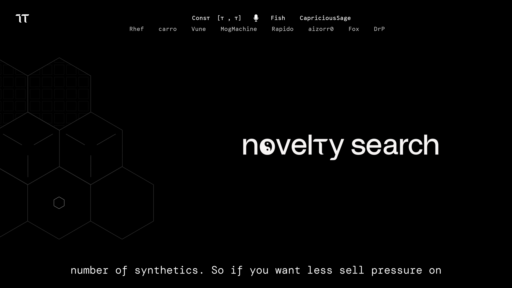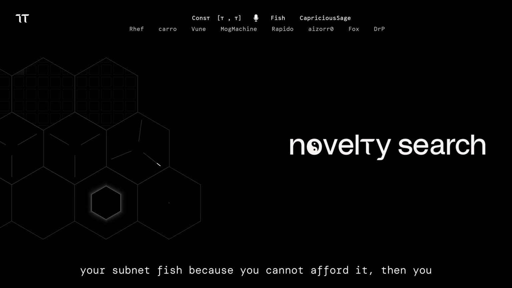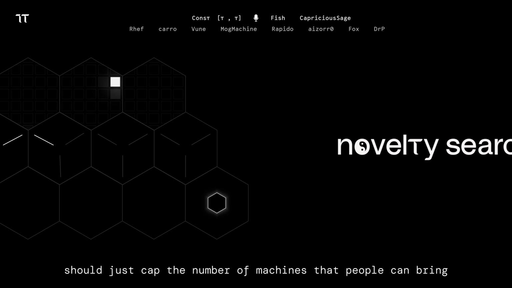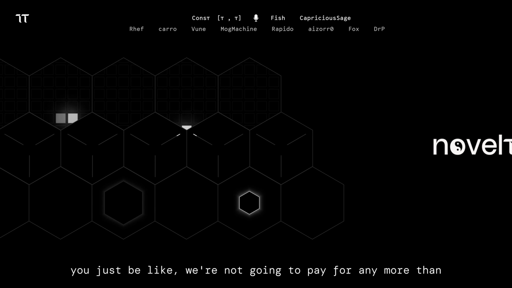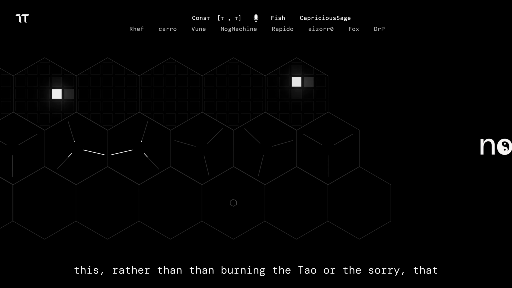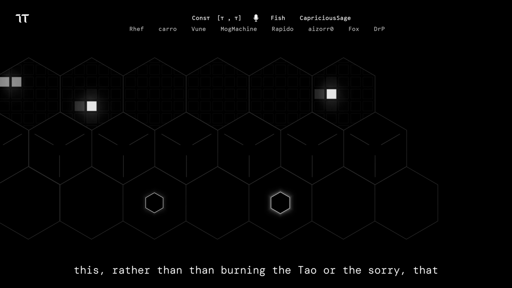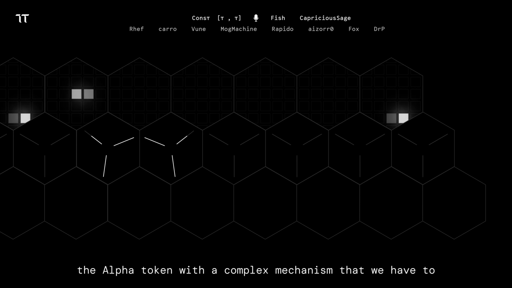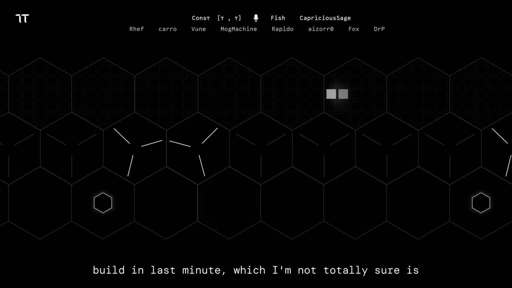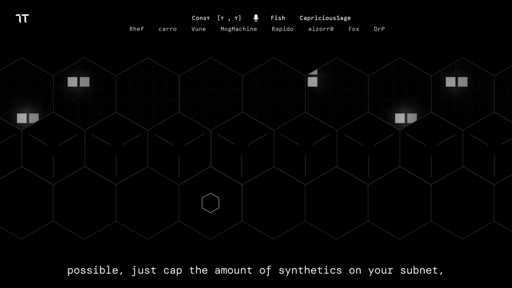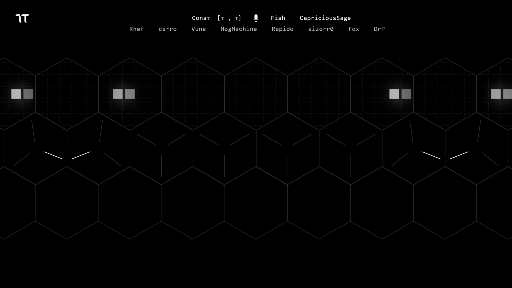So if you want less sell pressure on your subnet, Fish, because you cannot afford it, then you should just cap the number of machines that people can bring. You just be like, we're not going to pay for any more than this. Rather than burning the tau, or the alpha token, with a kind of complex mechanism that we have to build in last minute, which I'm not totally sure is possible, just cap the amount of synthetics on your subnet.